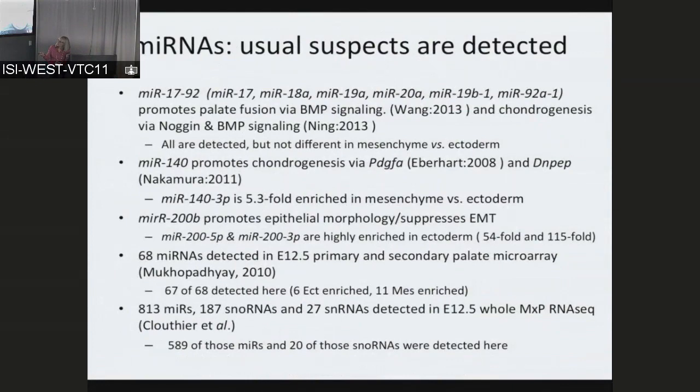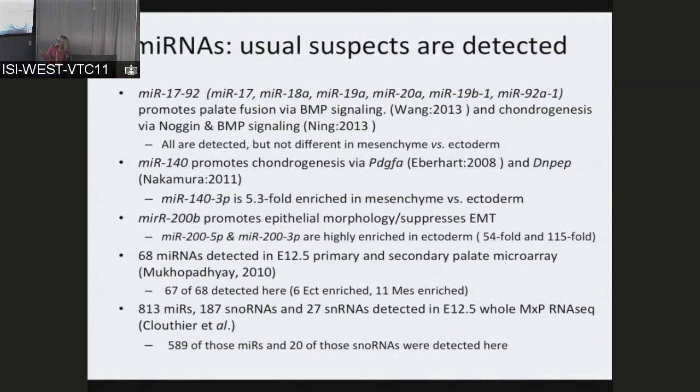Another microRNA, 200B, is known to promote epithelial morphology and suppress epithelial to mesenchymal transition. And we found both the 5' and the 3' forms of that highly enriched in the ectoderm. So again, what we would expect. And so not only are we finding the microRNAs that we expect, but we're also finding them in the tissues that we expect.